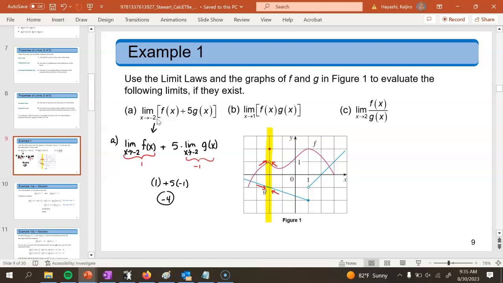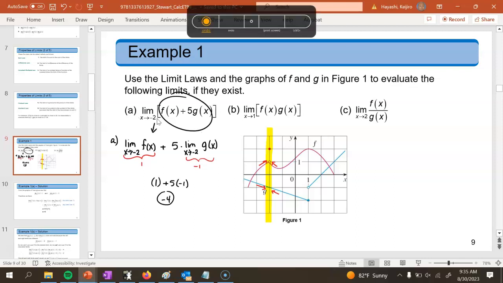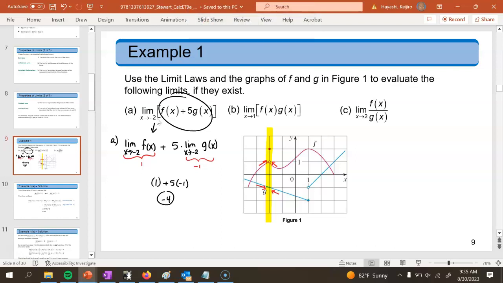The alternative way to do this, and what we're trying to avoid, is literally making a graph for the entirety of f of x plus 5 times g of x. Like, we could make a separate graph there, and then just look at that graph that we hypothetically make. But you don't want to have to take f and g and combine them in this way and then draw out what that is.